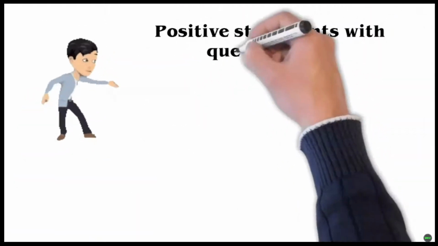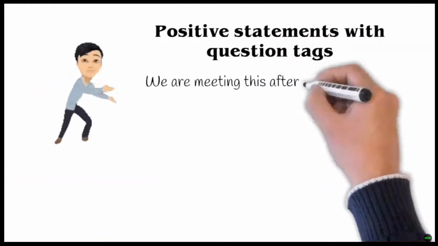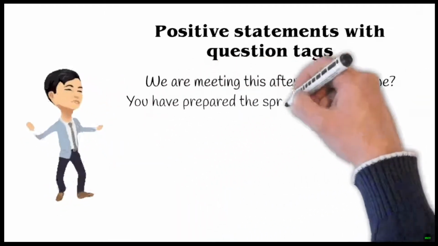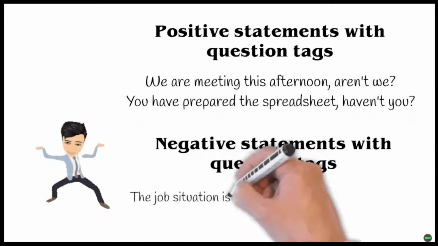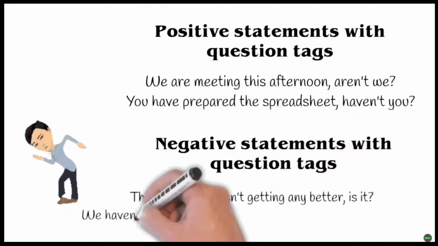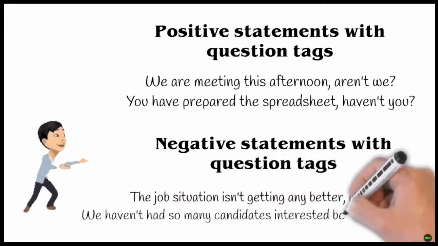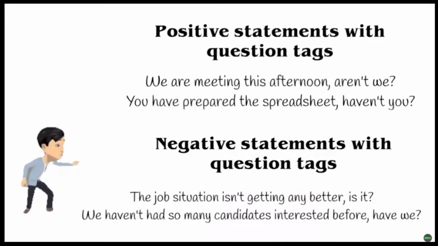Positive statements with question tags. We are meeting this afternoon, aren't we? You have prepared the spreadsheet, haven't you? Negative statements with question tags. The job situation isn't getting any better, is it? We haven't had so many candidates interested before, have we?